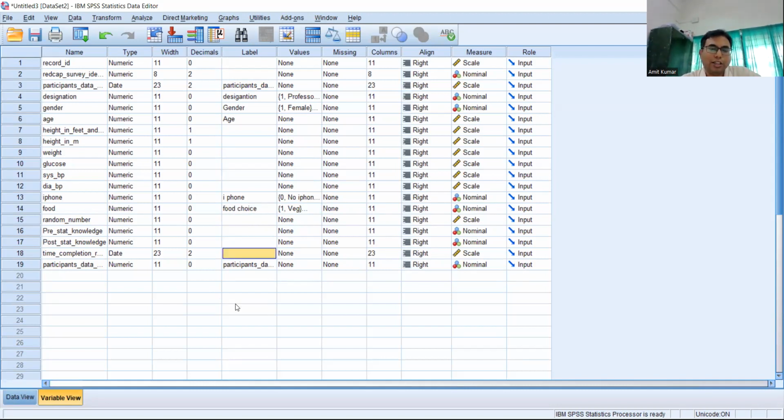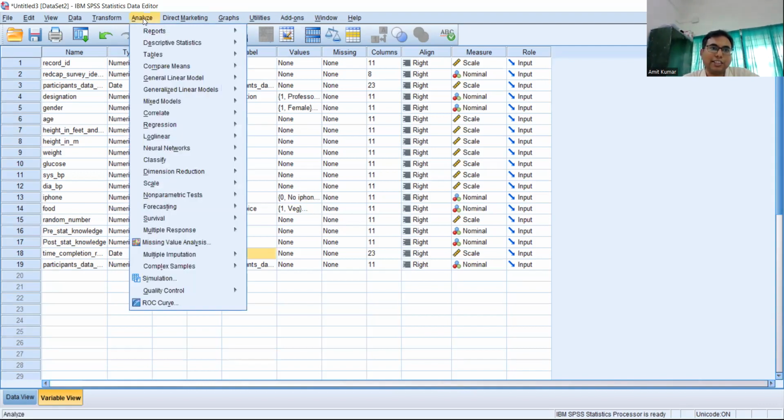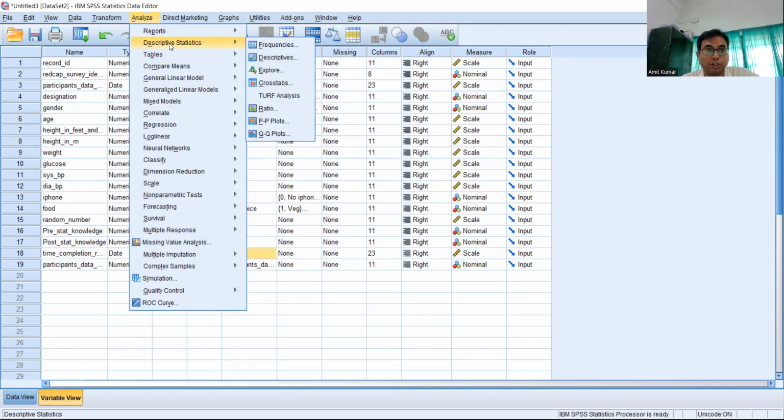We wanted to know whether iPhone use differs between male and female. So how do we do this analysis? I will go to Analyze. Is my screen visible to everyone? Yes. Okay, so we will go to Analyze, then Descriptive Statistics. What test do we already know? Chi-square test. You already told me the chi-square test will be the correct test for this scenario, because both the test variable and the group variable are categorical in nature. So Descriptive Statistics, then Crosstabs.